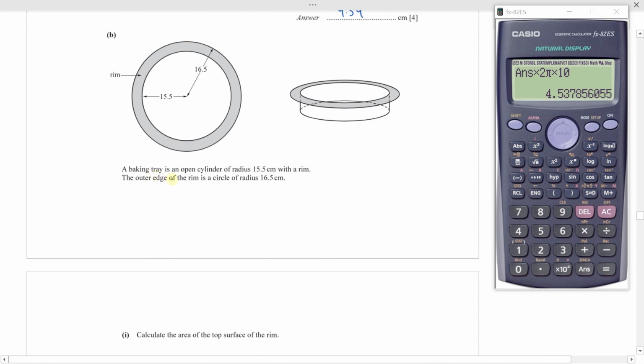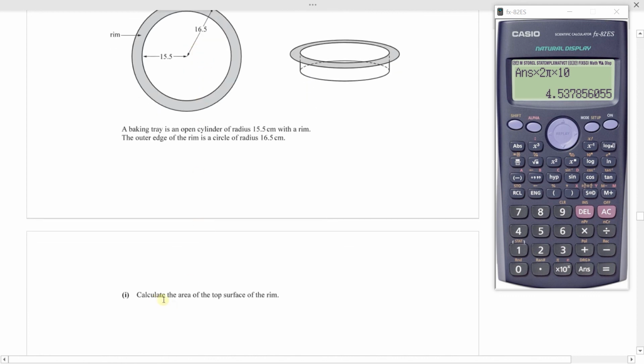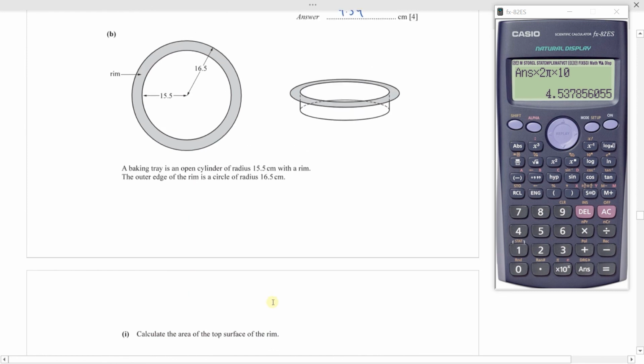Part B: a baking tray is an open cylinder of radius 15.5 centimeters with a rim. The outer edge of the rim is a circle of radius 16.5 centimeters. So this is the rim on the top, and this is the top view. Your inner radius is 15.5 and outer radius is 16.5. So the first part is to calculate the area of the top surface of the rim.